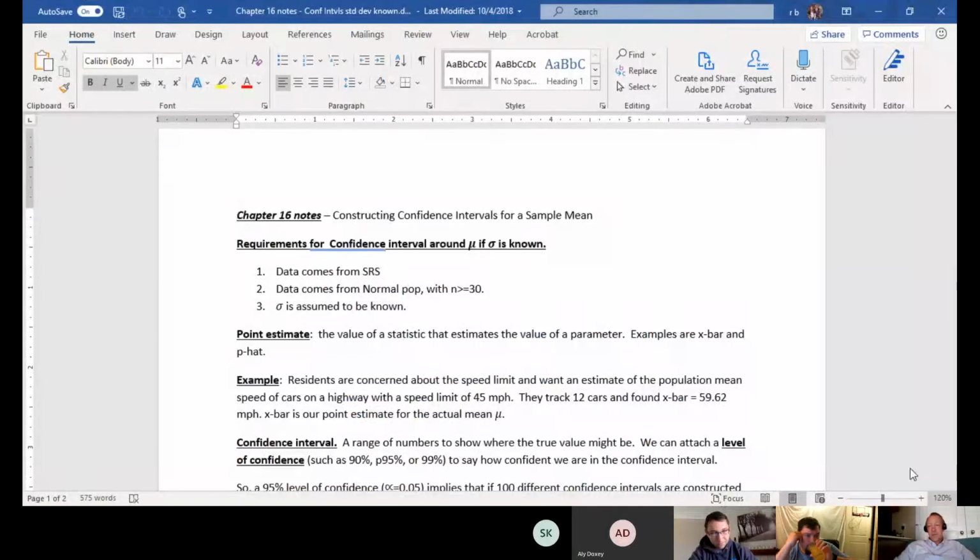Confidence intervals, actually, am I sharing? I was not sharing. Oops, I didn't mean to do that. Let me try this one more time, then it will share better.